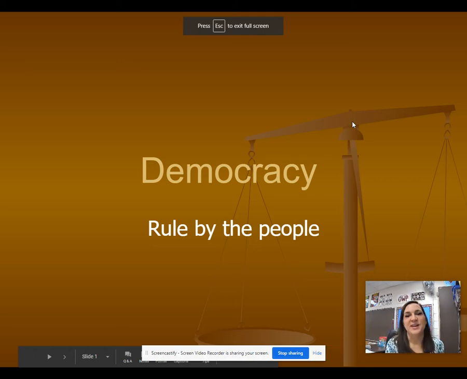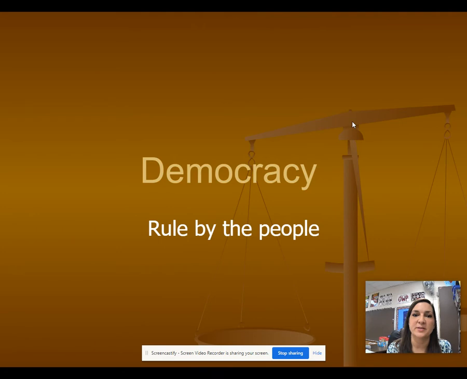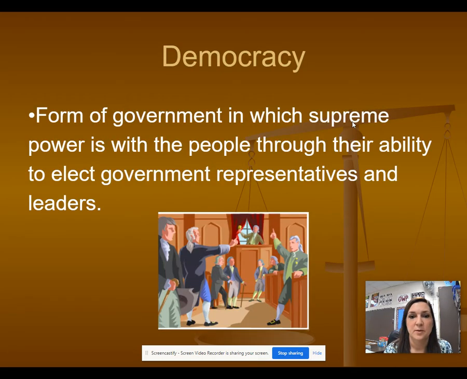All right, so now that you did some review on limited versus unlimited governments, the first style of actual government that we are going to get into is a democracy. The word democracy comes from some Greek words that actually loosely translate to rule by the people. So, democracy really is a form of government in which supreme power is with the people through their ability to elect government representatives and leaders.